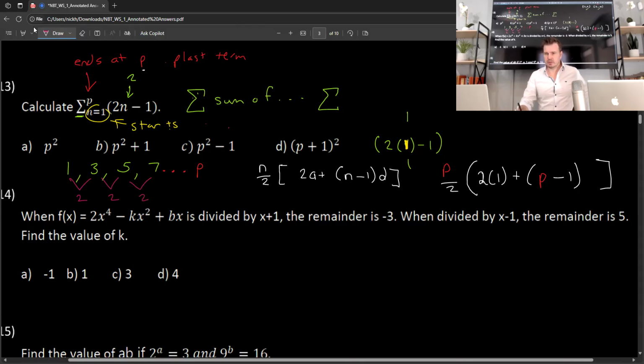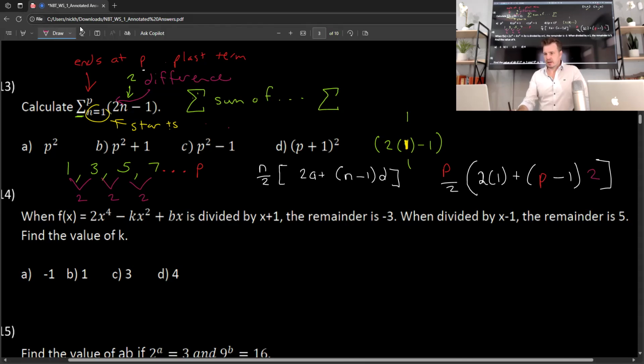And when you see this, guys, when you're doing your matric exams, if you see a 2 in front of whatever this value is, if they give you a sigma notation question, that is the difference. Okay, that is the difference. Okay, so that's going to be 2.